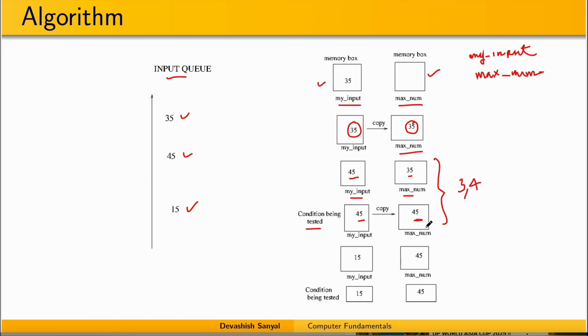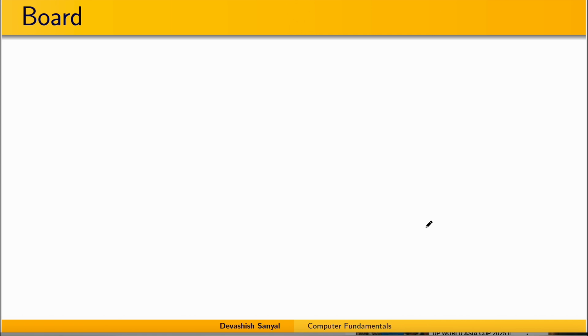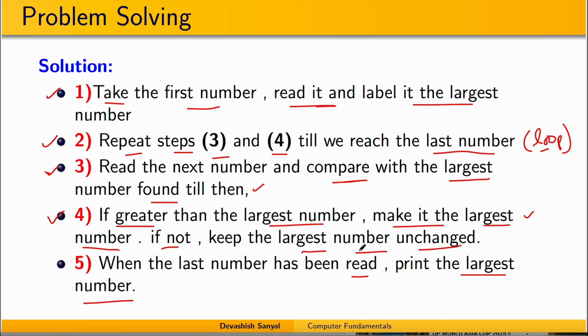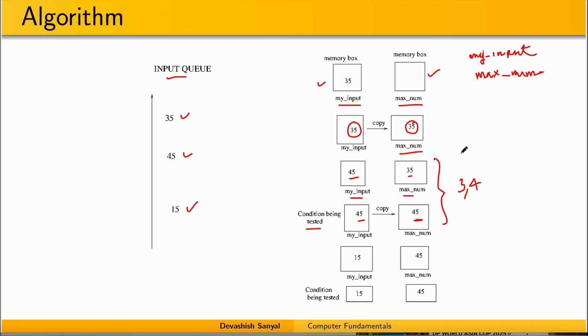And now what was it? Now we have to repeat till the last number is reached. So this is the loop. Now we have to see whether there is more input. Yes, we have more input. There is another number, 15. So now in my input 15 goes in, whereas in maximum we still have 45. And then we will repeat steps 3 and 4.